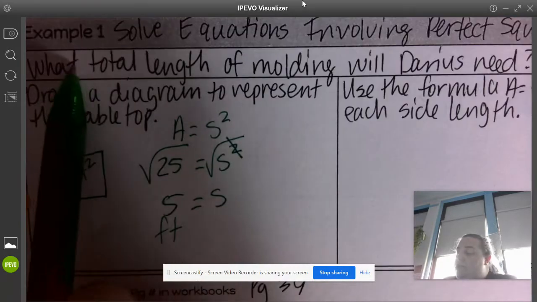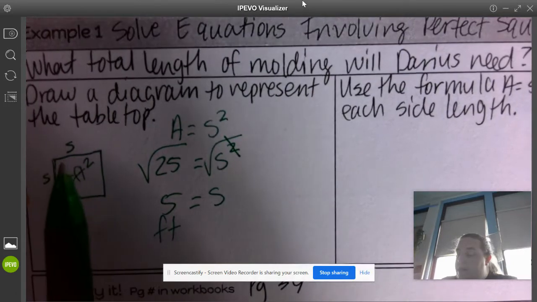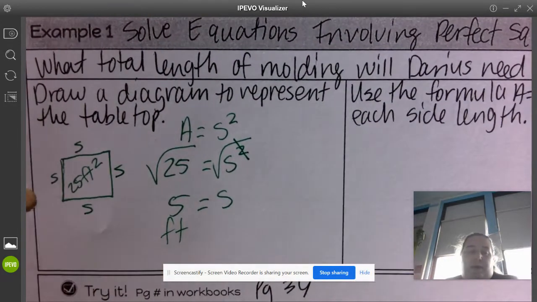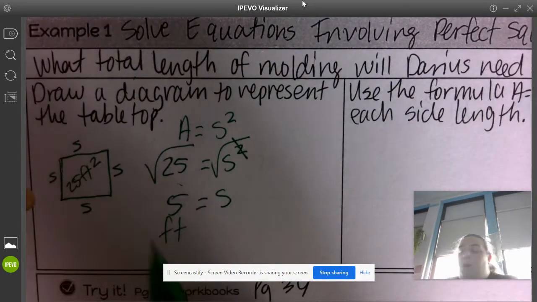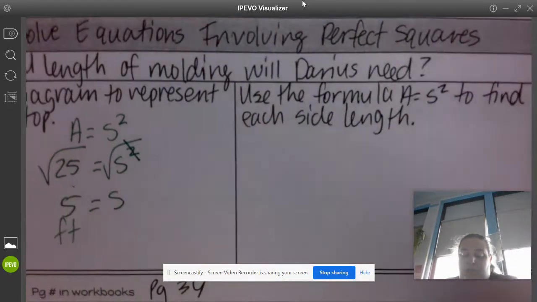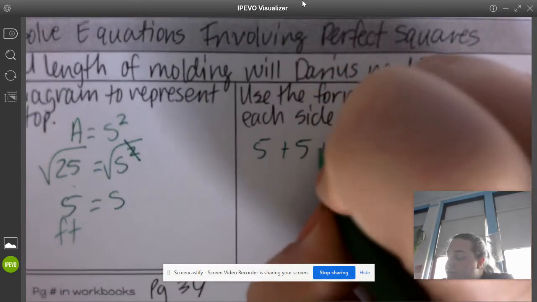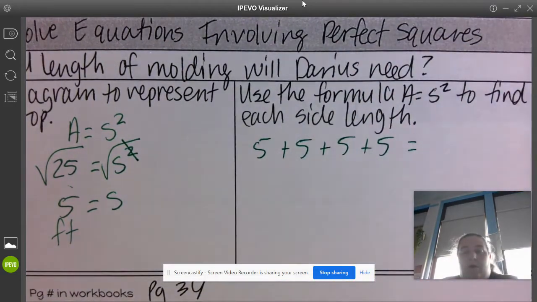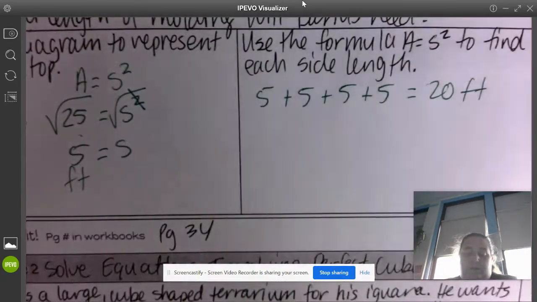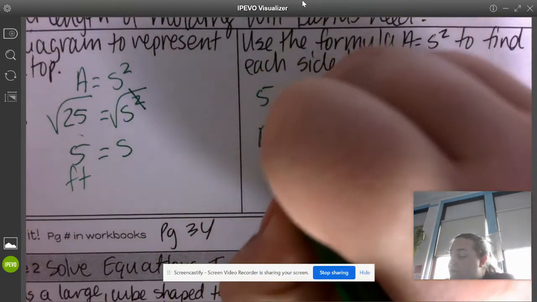So if we go back to the question, it says, what is the total length of molding that Darius will need? Well, we know that the molding will go around, and when we're talking about the distance around something, we're talking perimeter. So this is part one of the problem. We still have to do the second part. So we did use this formula to find each side length. So I know that there are 4 sides, and they're all the same because it's a square. So when I add that all together, I get 20 feet. So therefore, Darius is going to need 20 feet of molding. So I'm going to write that.